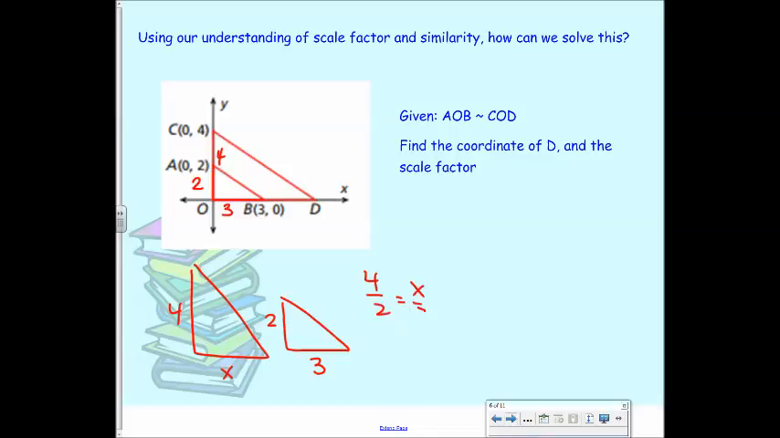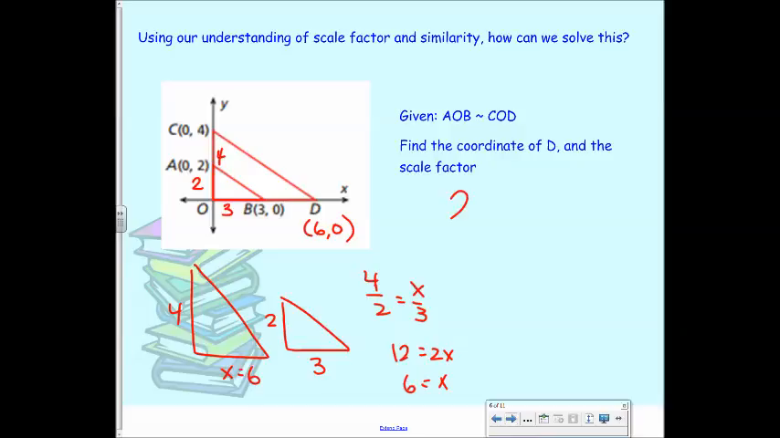What's 4 times 3? So if this is 6, then what would the coordinate of D be? 6, 0. All right, and then what's the scale factor to go from AOB to COD? Times 2. Good, the scale factor would be 2.